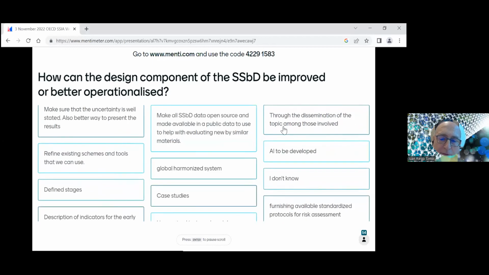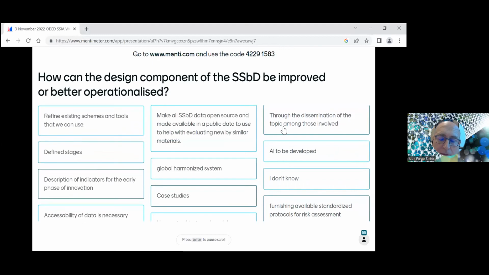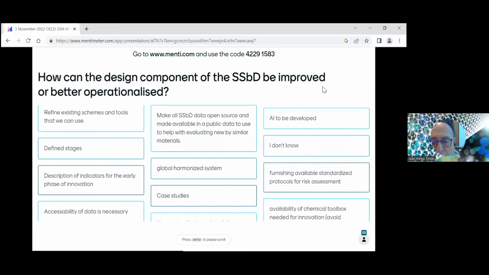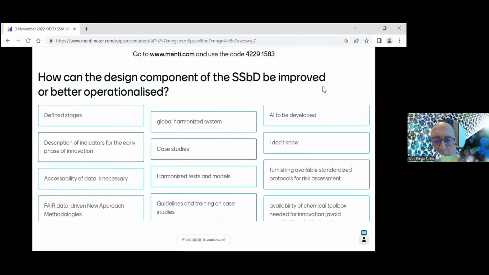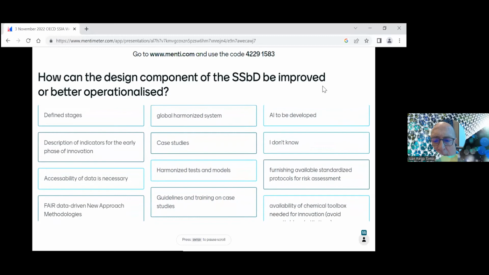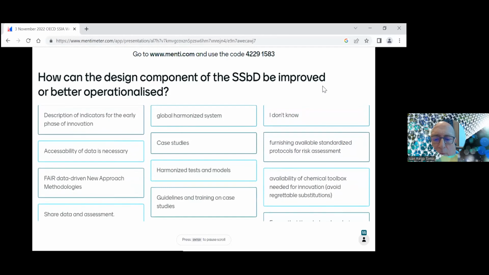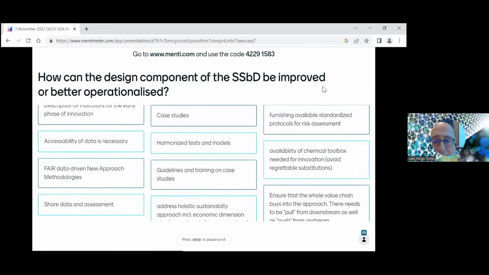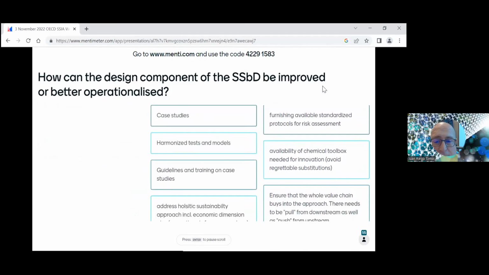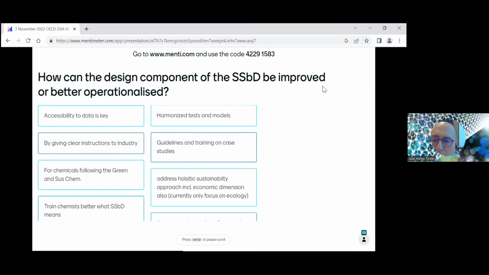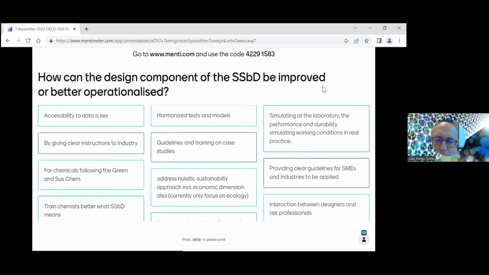Global harmonized systems. Harmonization is always good, but of course, as far as possible, different regions and different jurisdictions will have, from a regulatory perspective, different approaches. And also, as we said before, depending on the particular materials or chemicals, we will have some particular case studies, for example. Harmonization is seen as an important aspect.